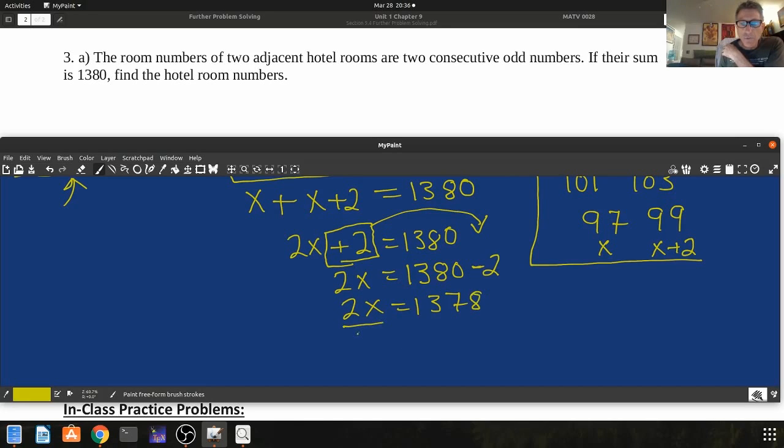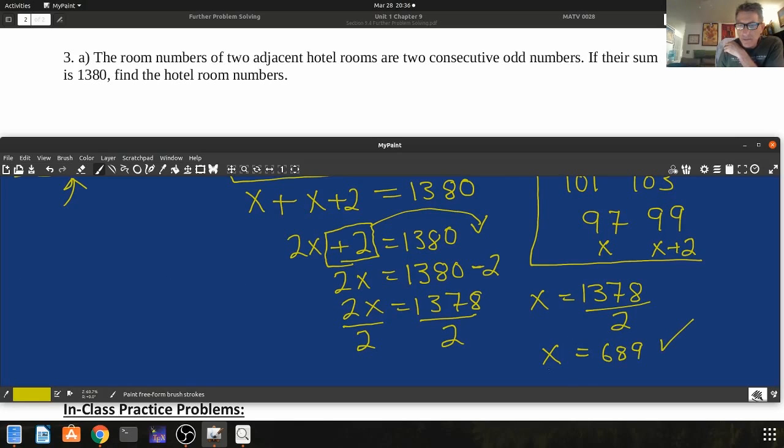To find out what 1x is equal to, I divide both sides by 2. So x is equal to 1,378 divided by 2, and that should be an odd number when I do it. And I have it written down right here. I will tell you, it turns out that x is equal to 689. So that's one of my odd numbers.